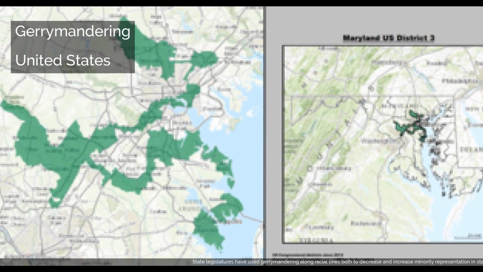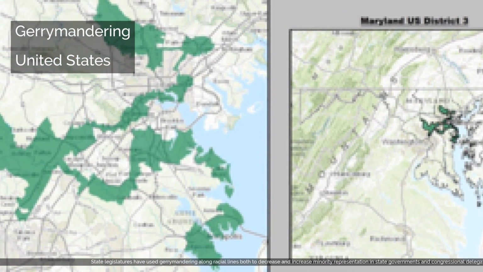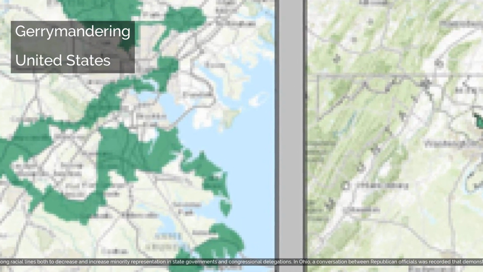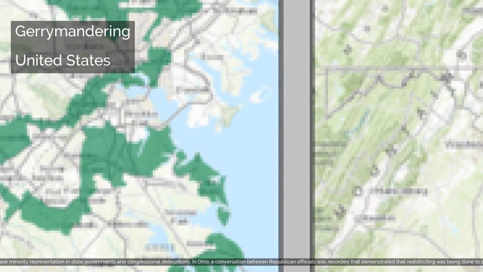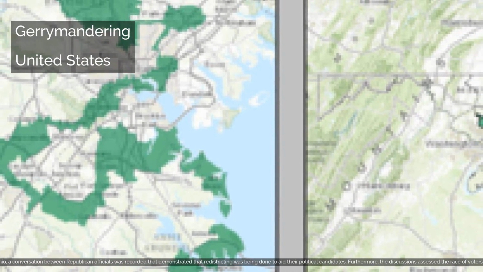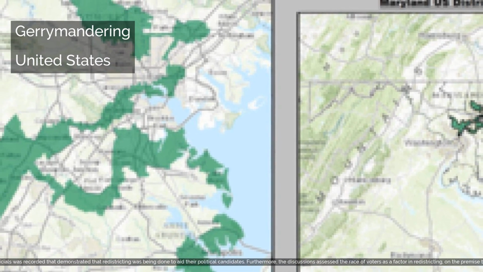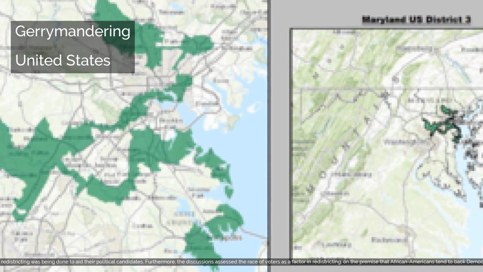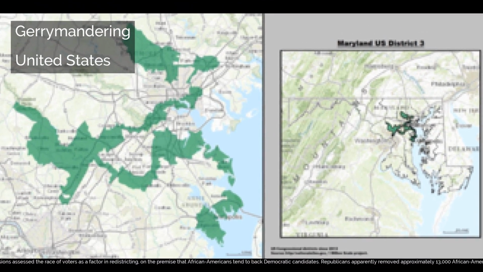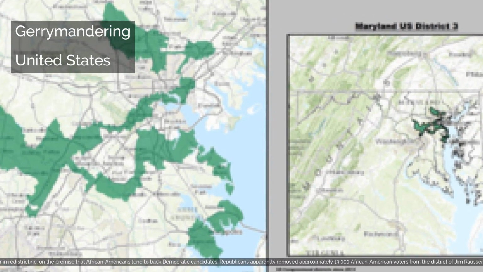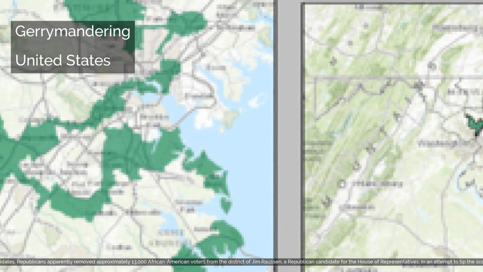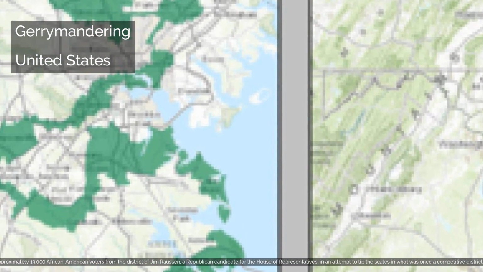State legislatures have used gerrymandering along racial lines both to decrease and increase minority representation in state governments and congressional delegations. In Ohio, a conversation between Republican officials was recorded that demonstrated that redistricting was being done to aid their political candidates. Furthermore, the discussions assessed the race of voters as a factor in redistricting, on the premise that African Americans tend to back Democratic candidates. Republicans apparently removed approximately 13,000 African American voters from the district of Jim Rouson, a Republican candidate for the House of Representatives, in an attempt to tip the scales in what was once a competitive district for Democratic candidates.